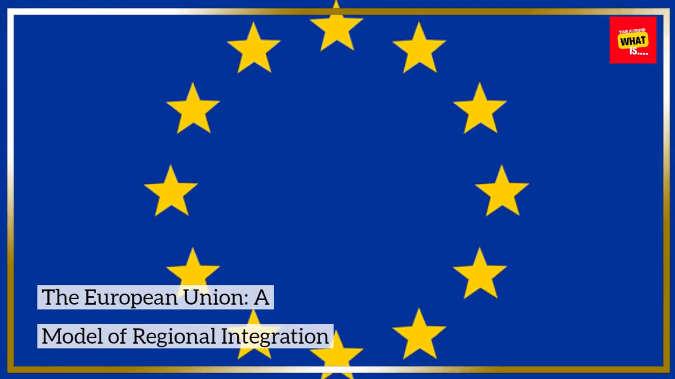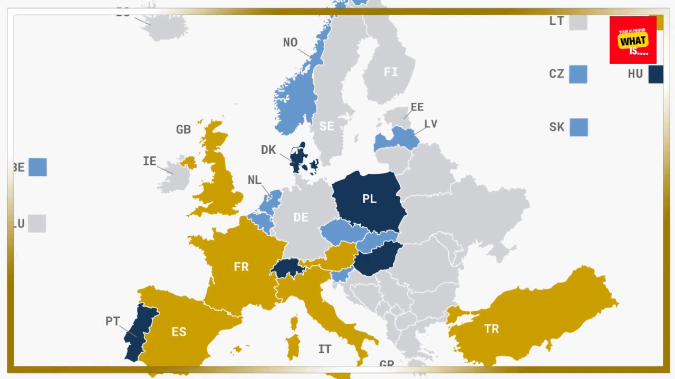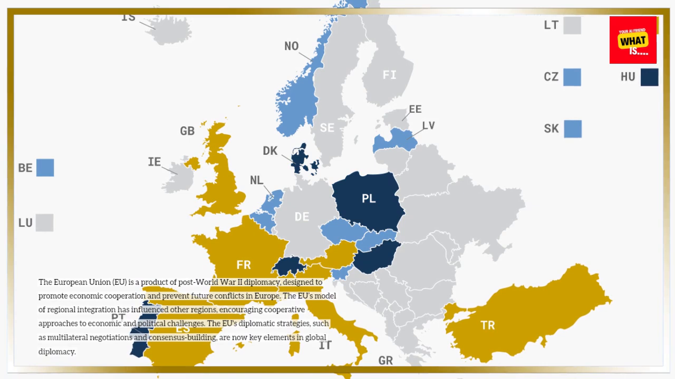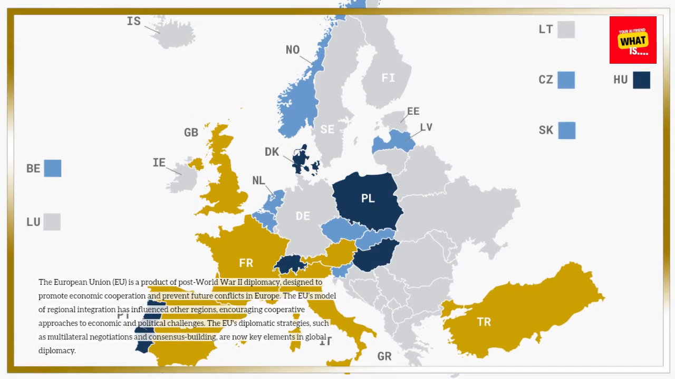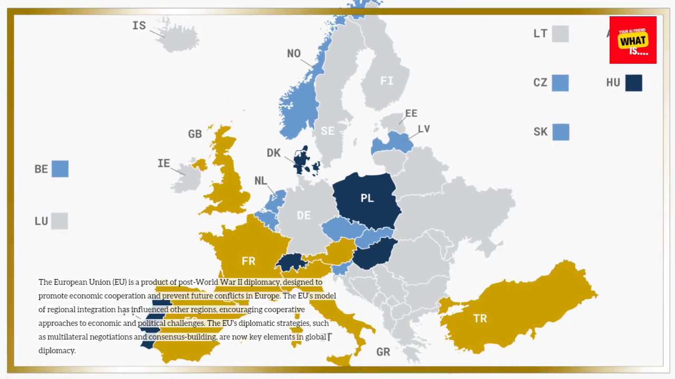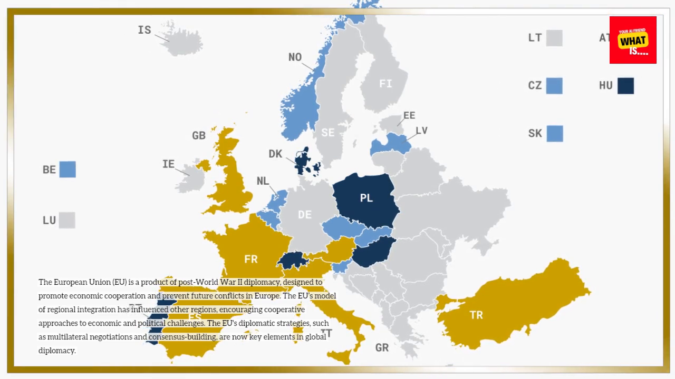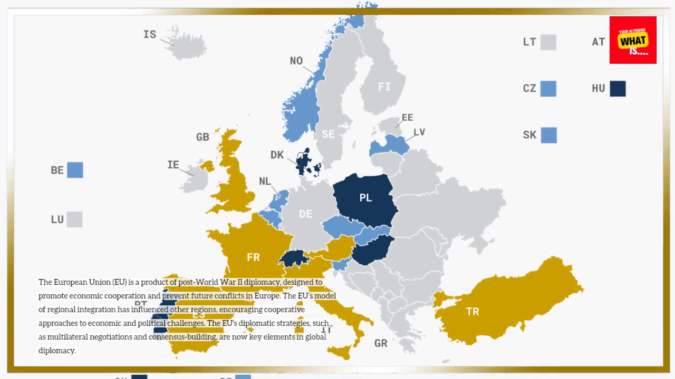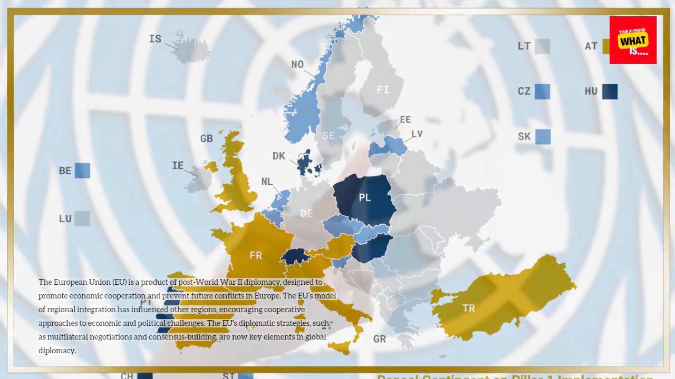The European Union, a model of regional integration. The European Union, EU, is a product of post-World War II diplomacy, designed to promote economic cooperation and prevent future conflicts in Europe. The EU's model of regional integration has influenced other regions, encouraging cooperative approaches to economic and political challenges. The EU's diplomatic strategies, such as multilateral negotiations and consensus building, are now key elements in global diplomacy.